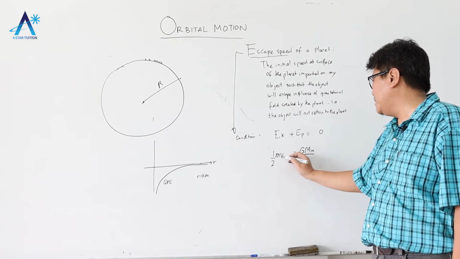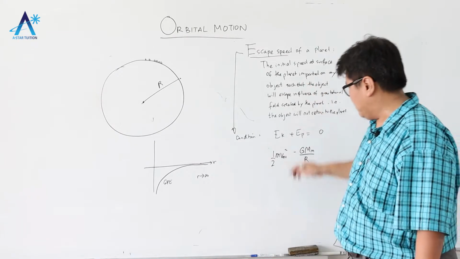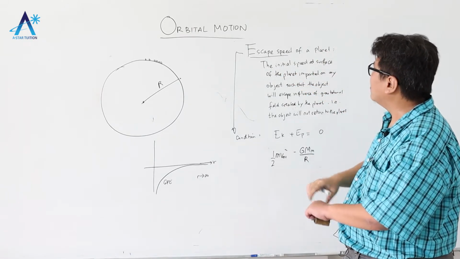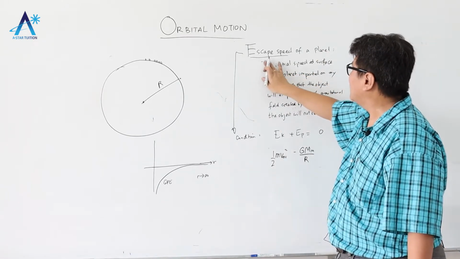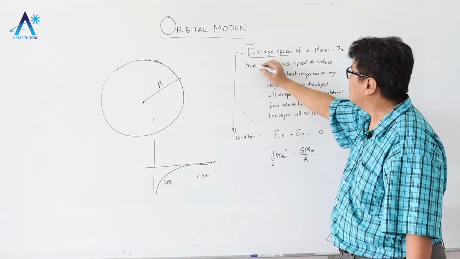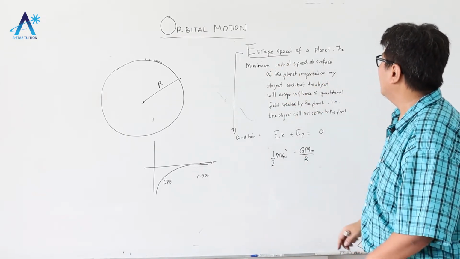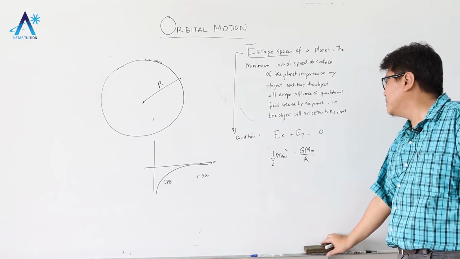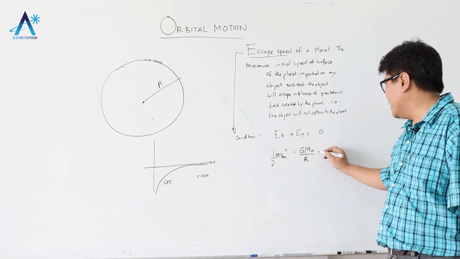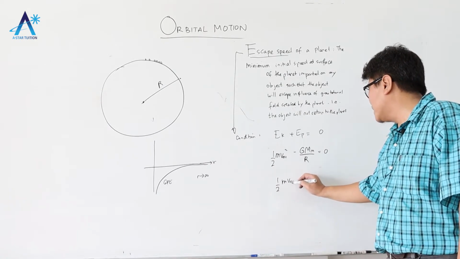Now in this case, the speed is called escape speed. So I think I have to modify that a bit. It's not just the initial speed, but the minimum initial speed at the surface of the planet imparted on any object, so that the object will escape the influence of the field created by the planet. Okay, so in this case I set this to 0, and then I can solve for the escape speed.